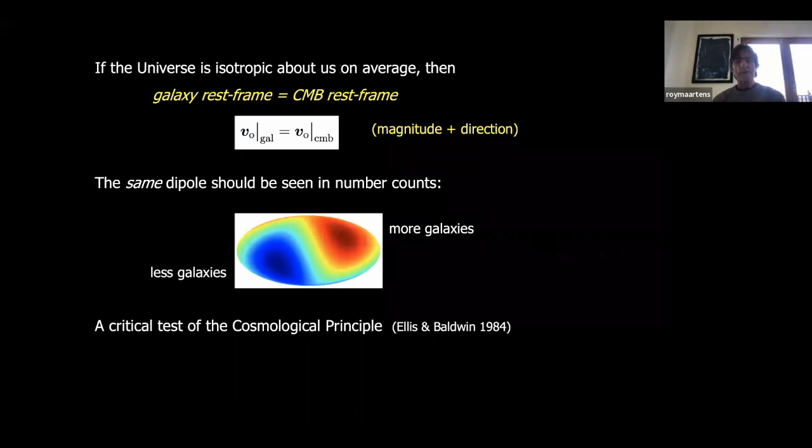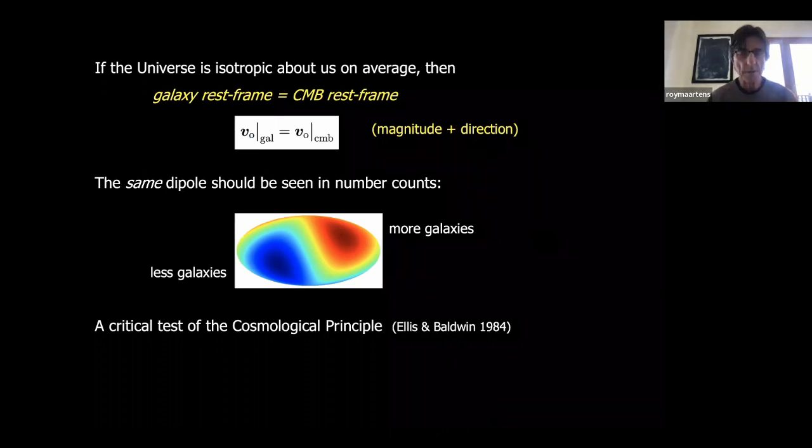If the universe is isotropic about us, then the galaxy rest frame must be equal to the CMB rest frame. This is the Ellis-Baldwin test. So when we extract our relative velocity from the large-scale structure maps, it must coincide with the relative velocity in the CMB maps. And the same dipole needs to be seen.